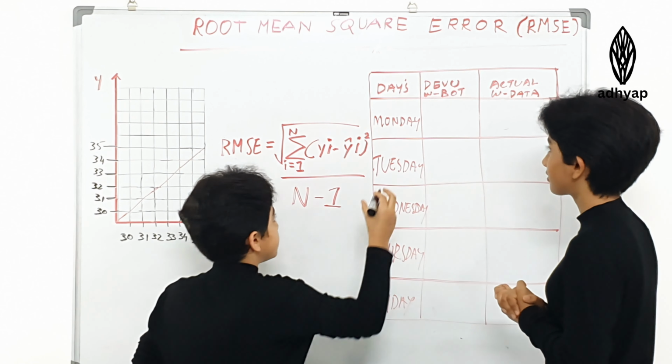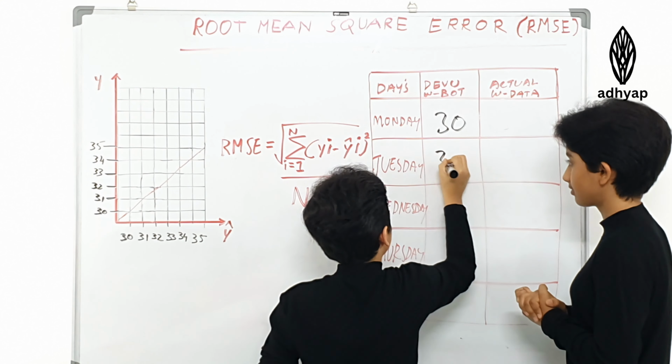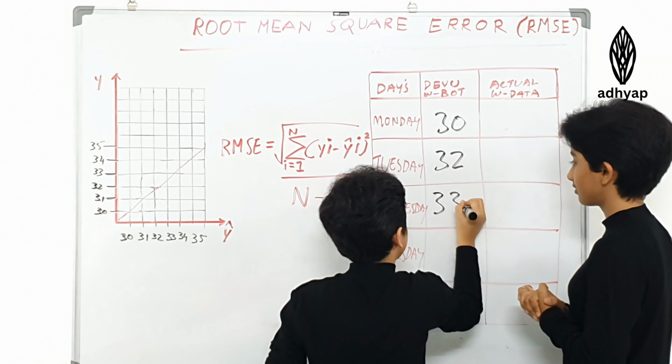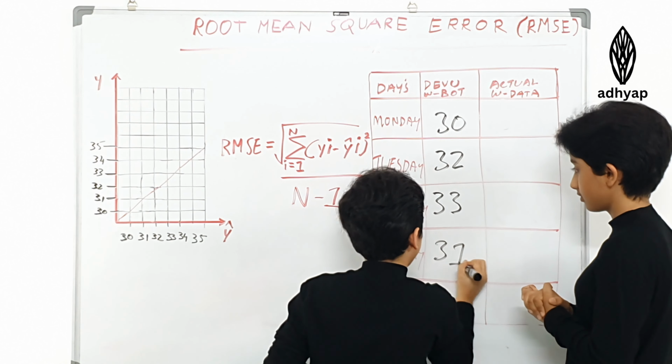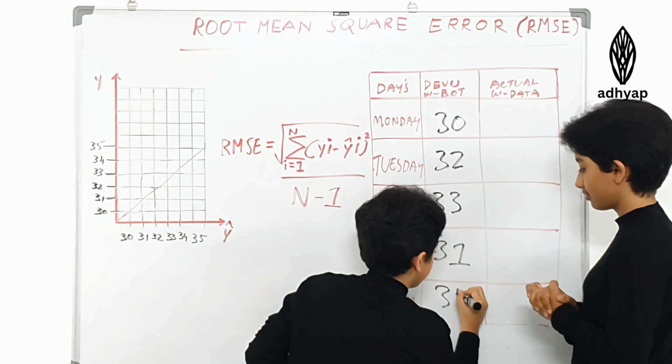I'll be showing some of the values that the Devo model gave for the next 5 days' temperatures. Let's say on Monday she gave 30, on Tuesday she gave 32, Wednesday she gave 33, and Thursday she gave 31, whereas on Friday she gave 34.